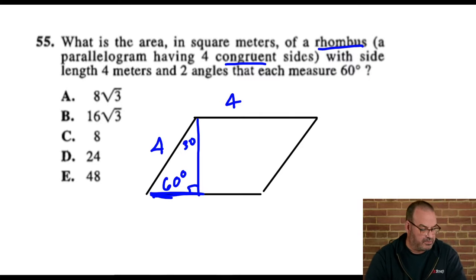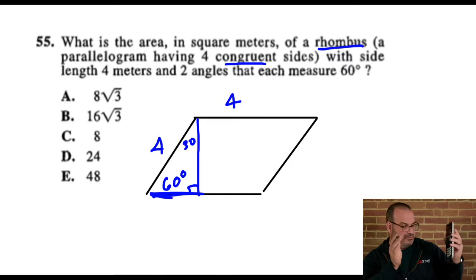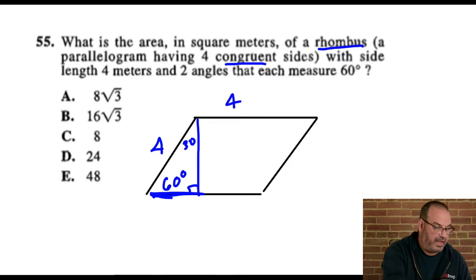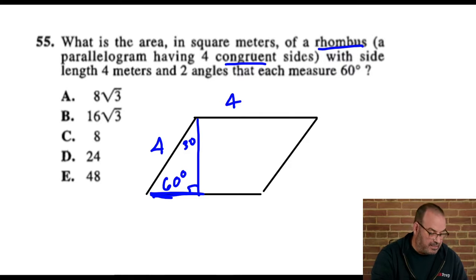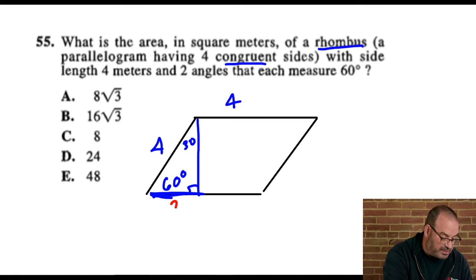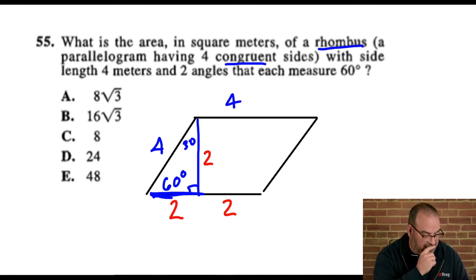I think I drew this off. I think that's a little too far. So what do I have to do? The hypotenuse of a 30, 60, 90 is twice the length of the opposite side. So this is 2. Yeah, this is completely off, because this is also then going to be 2. So it's 2, 2, and 2. So this height is 2, and this base is 2.